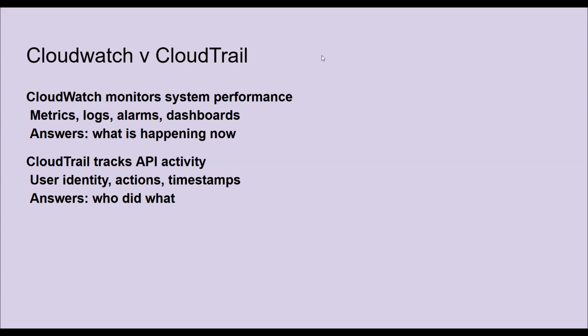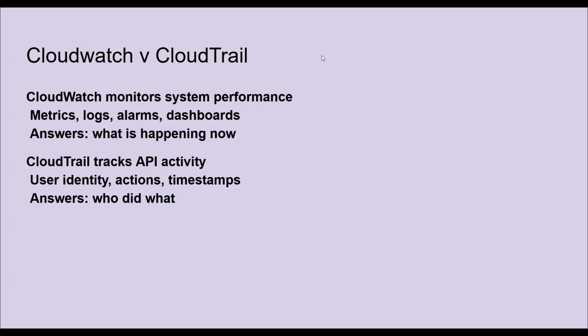CloudWatch monitors your system performance, your metrics, your logs, alarms, dashboards, and CloudTrail tracks API activity, user identity, actions, timestamps. So CloudWatch is the answer to what is happening now. CloudTrail is the answer to who did what.